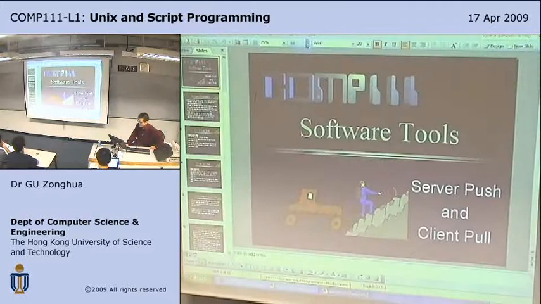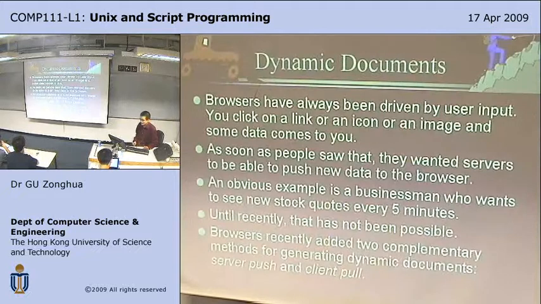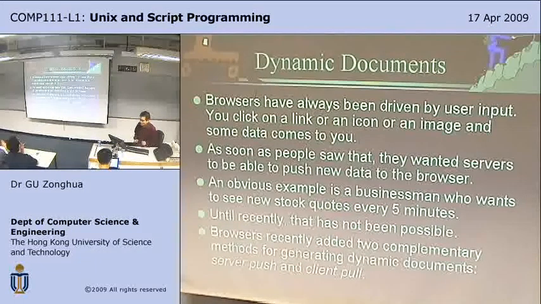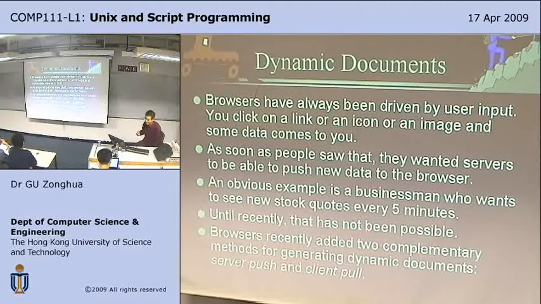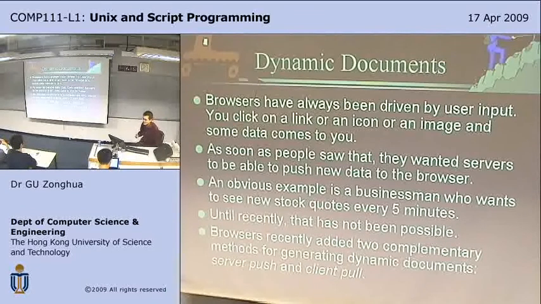Okay, so server push and client pull. There are two patterns of interaction between the client and server. You're sitting at a computer, and most of the time you do pull. You pull data by clicking on the link, and then you establish an HTTP session, and the web server gives you the data per request.